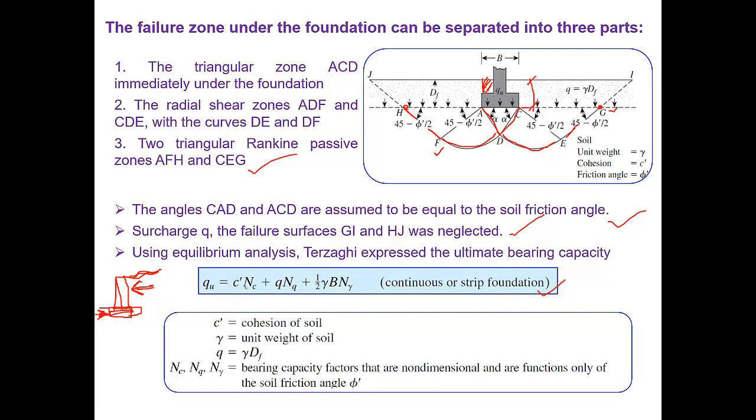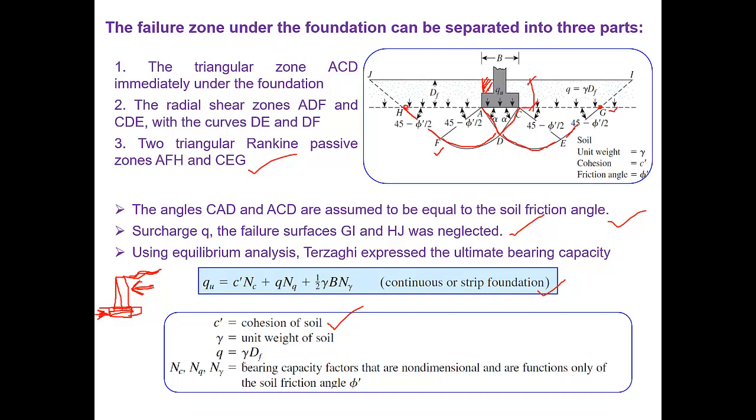So that is q ultimate equals c prime N c plus q N q plus half gamma B N gamma. So what are these? If you just try to understand the formula simply, c prime is the cohesion of the soil, right? So this is the stress from the soil, from the cohesion property. Then q is the stress on the soil at the location where you are having the load.